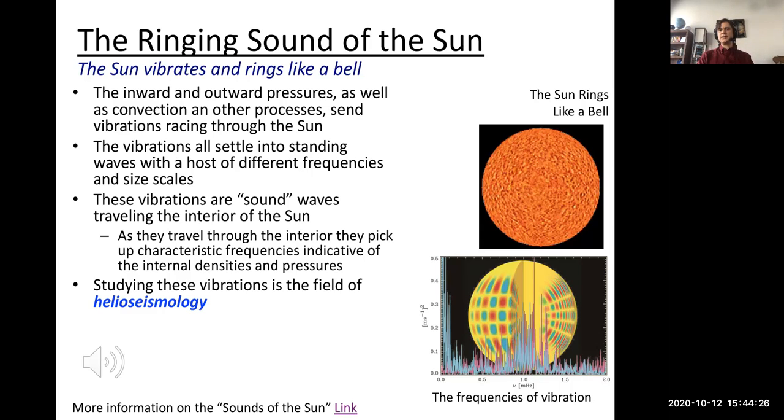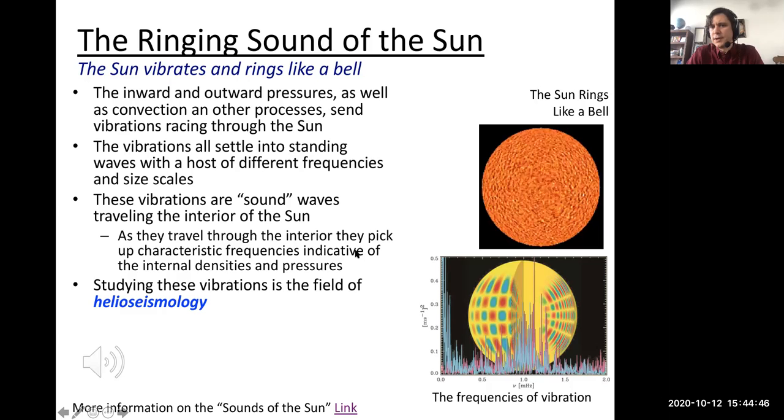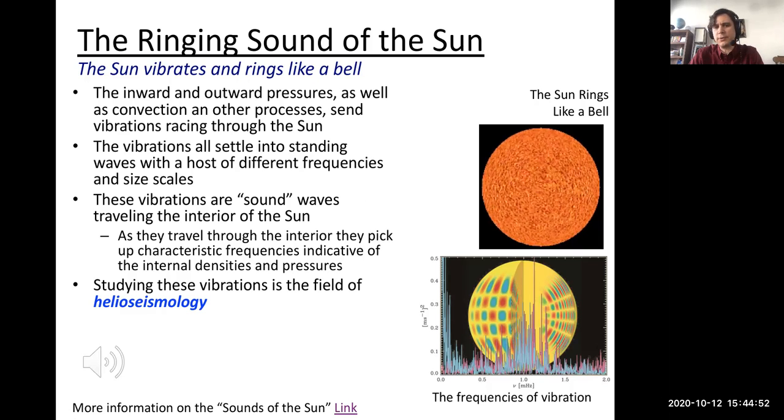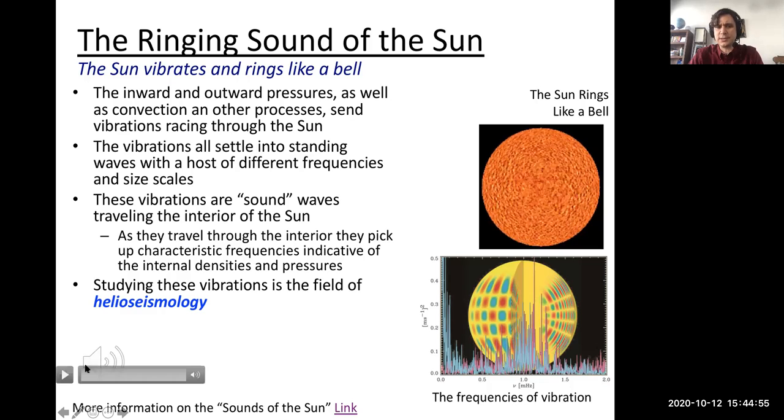But the entire sun sets up into these 3D spherically symmetric standing waves, which are solvable by mathematics. But you can think about it also as the sun ringing like a bell with all of these different waves traveling through it. And we can take those waves, these vibrations of the sun, and if we could translate those into the human audible range, we could talk about the sound of the sun. So let's go ahead and hear what the sun sounds like.